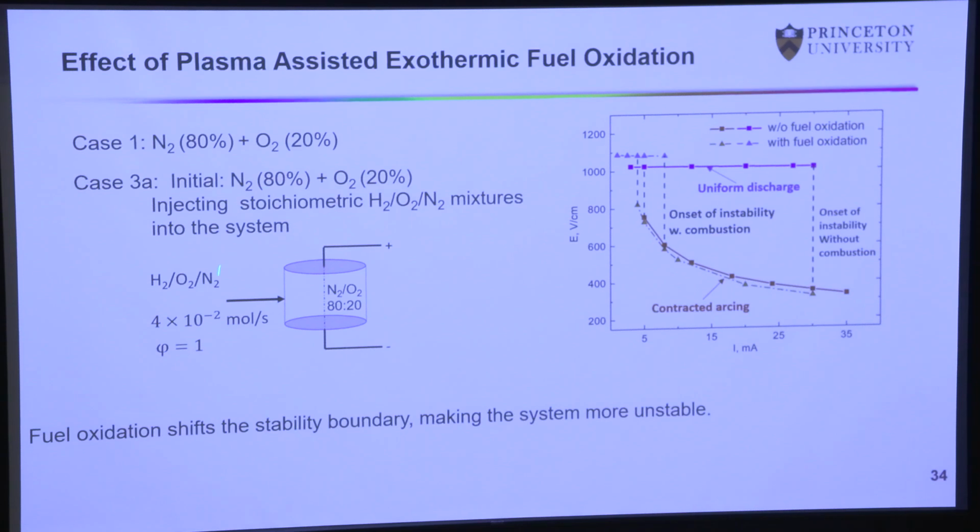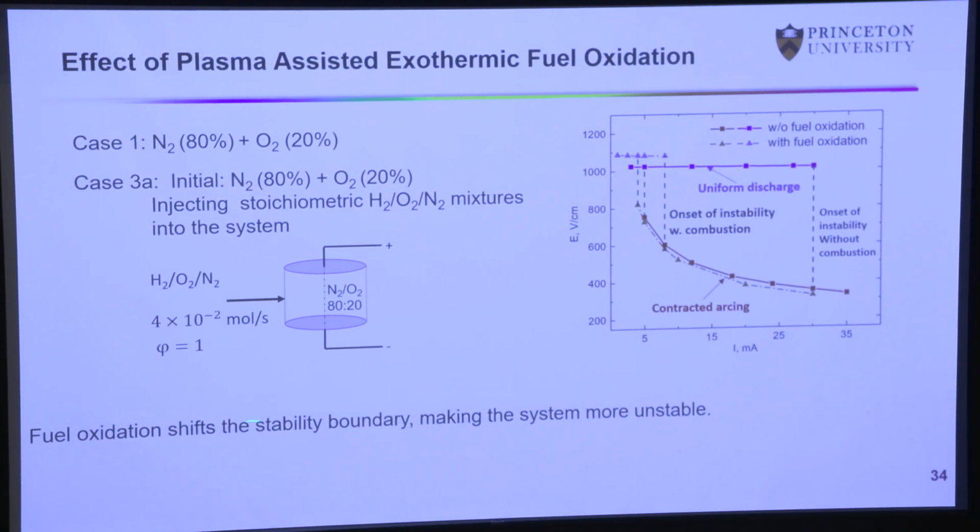And so looking at the comparison with a hydrogen mixture, hydrogen, oxygen, and nitrogen, here you can see that the onset of instability without combustion is about 20, maybe 29 or 20 here. If we consider that with combustion, that means the instability is dramatically reduced.